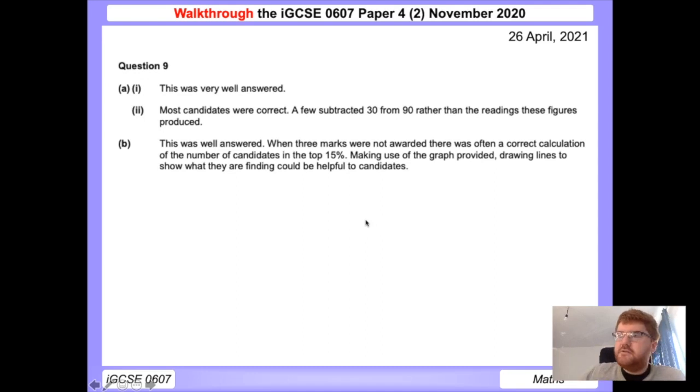Quick look at the examiner's report. So, a very well answered question. Most candidates got this correct, but make sure you've revised how to read off from a cumulative frequency diagram.